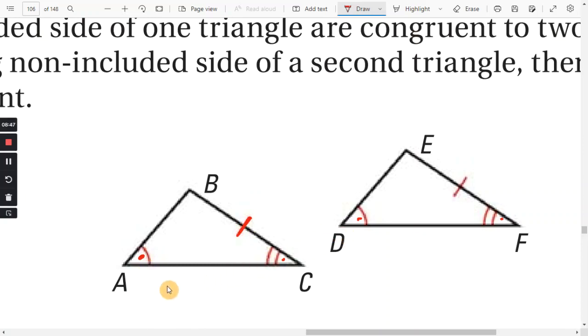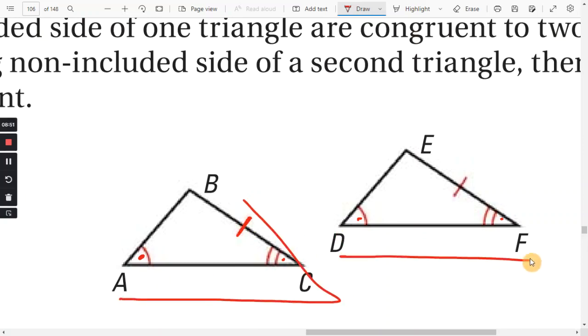Okay, and as always, trace them the same. You can say ACB, not equals, I meant to say congruent to DFE, and so on. As long as you trace them in the same direction.